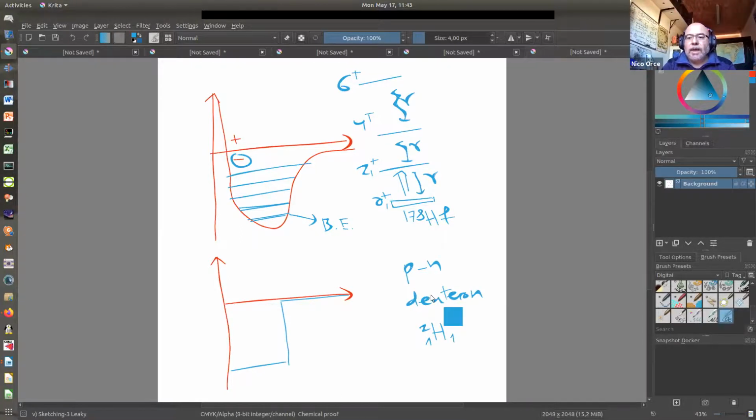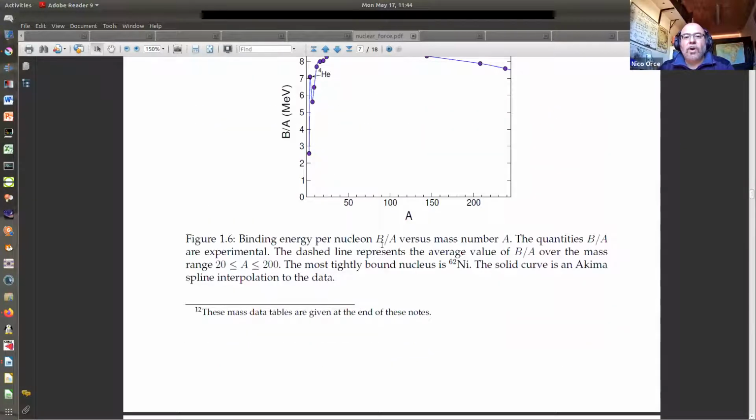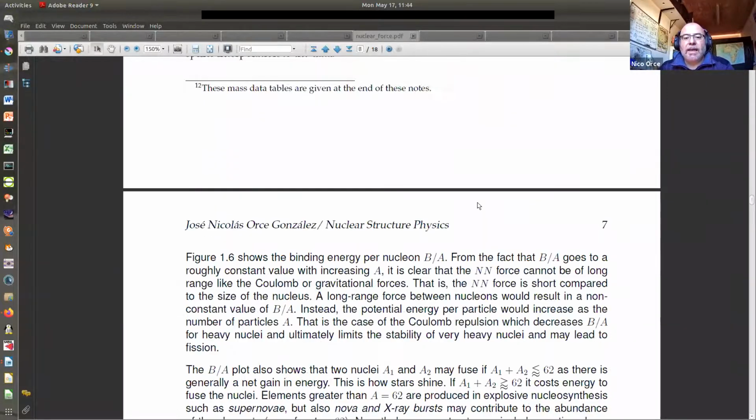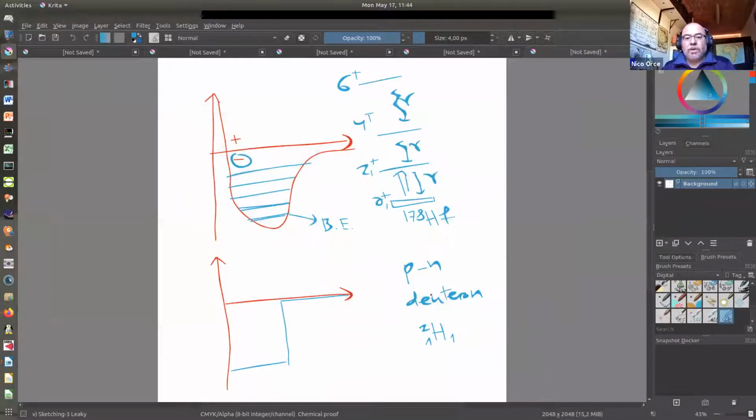So that proton and that neutron are bound, and this energy here is actually the minus binding energy that you can calculate using this formula, and you know how to do it now. Basically, you get the mass of the deuteron from the tables I provided in chapter 1, minus the mass of the proton minus the mass of the neutron, and you get that B, the binding energy, is 2.2 here.